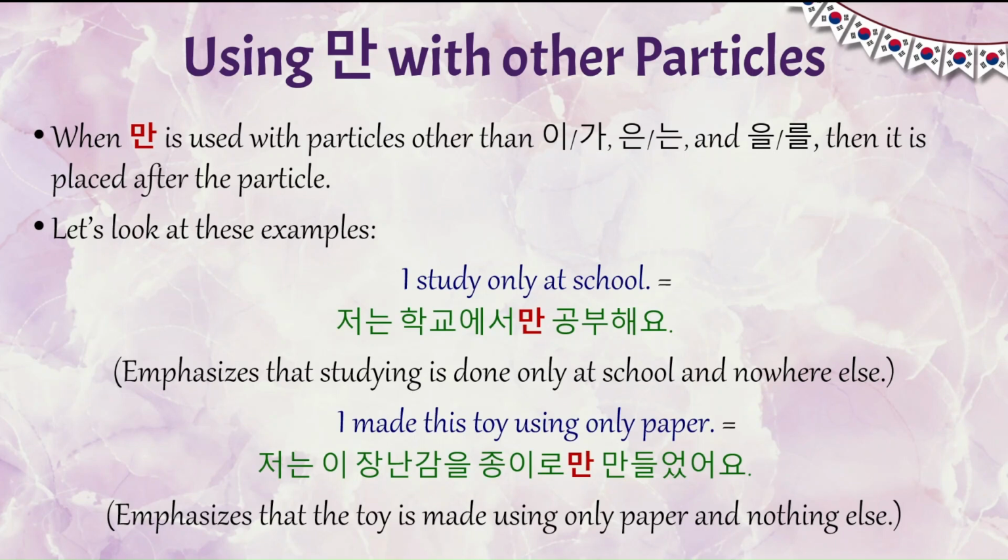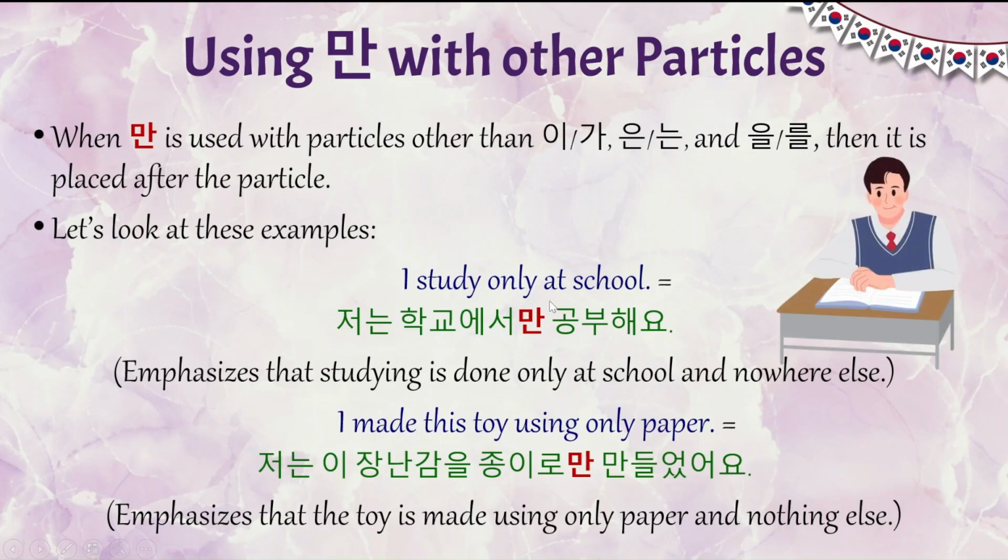We have already talked about the three basic particles, the topic, the subject, and the object marker. Now, let's see how to use man with other particles. So when man is used with particles other than i, ka, in, and il, then it is placed after the particle, just opposite. While using man with these three particles, we placed it before them. But when you are using man with particles other than these particles, then you place it after the particle. Okay, remember this concept. Now let's look at these examples.